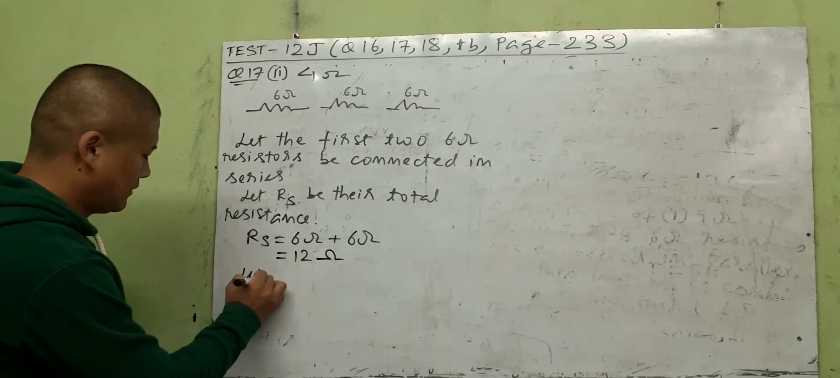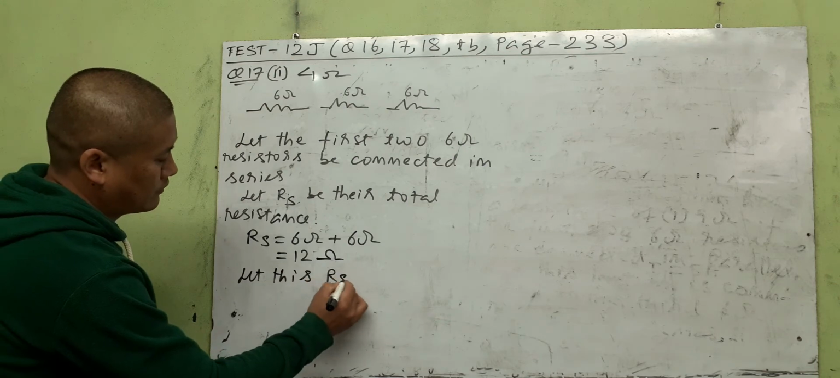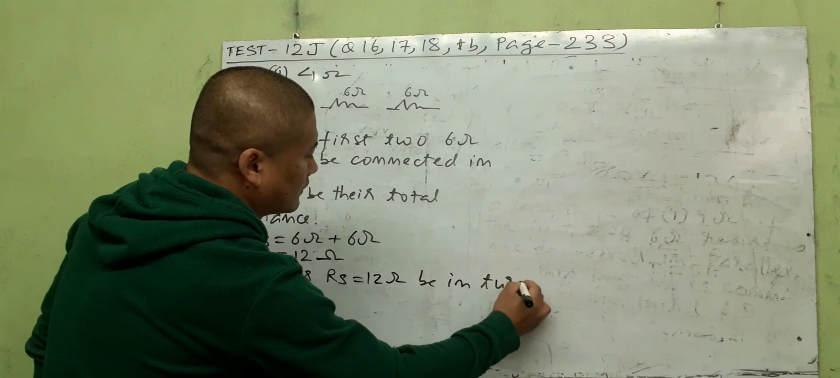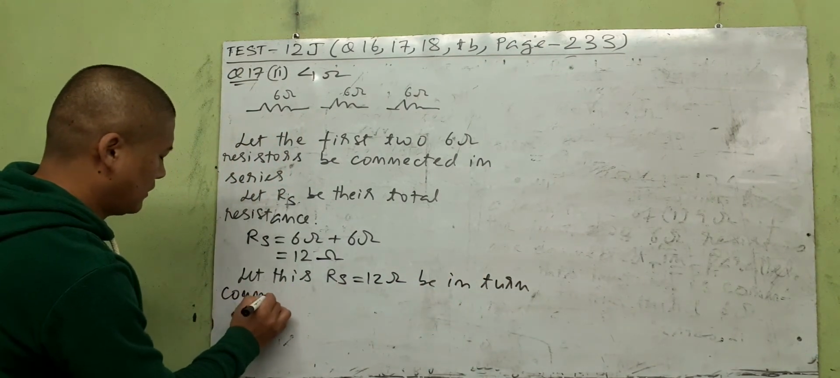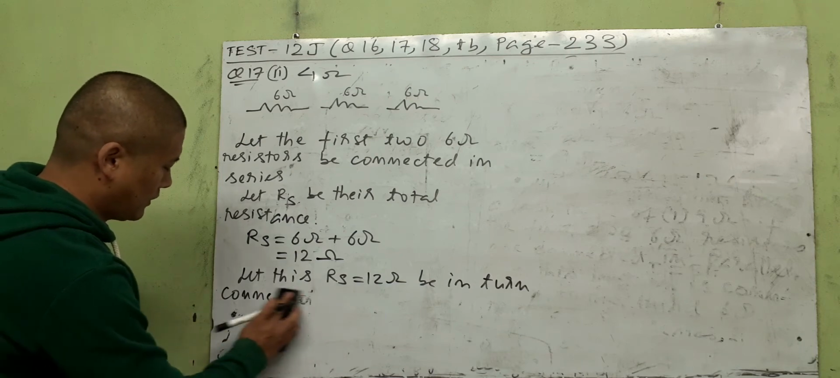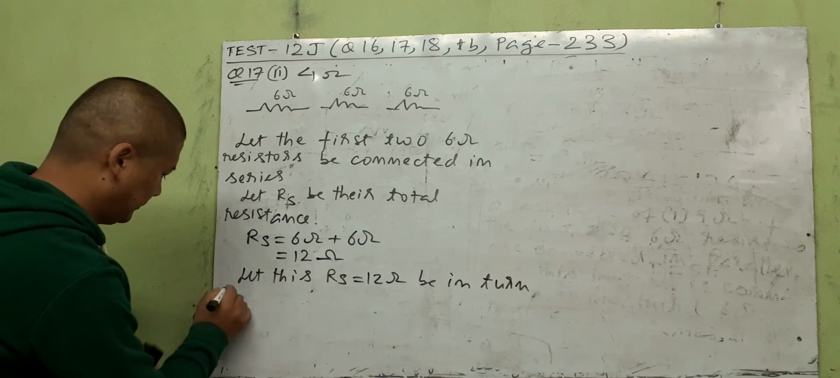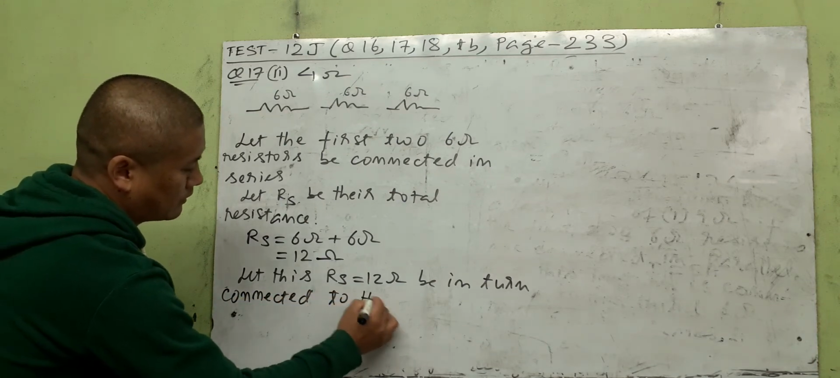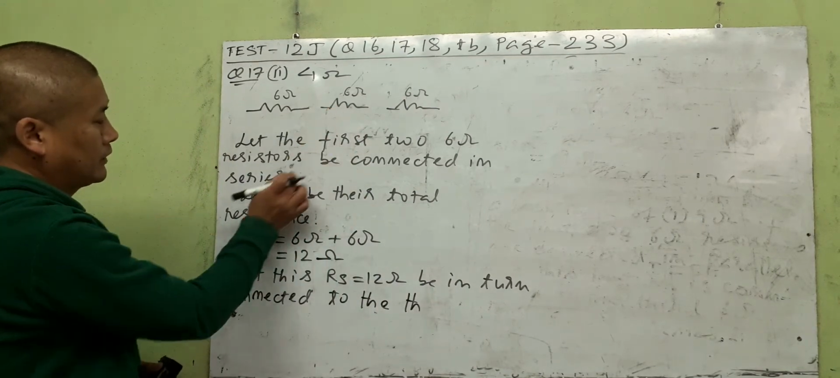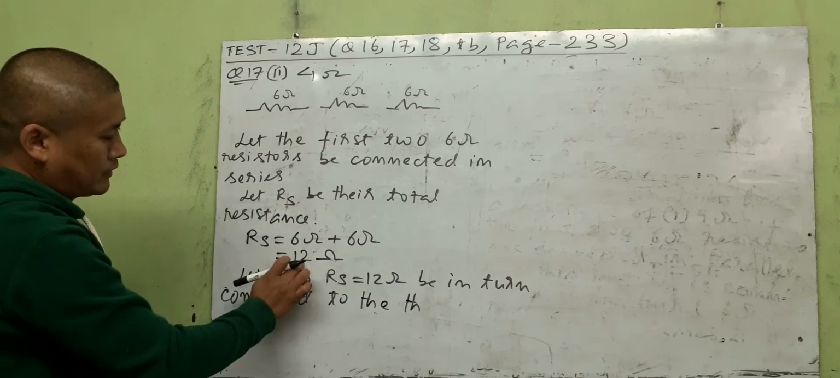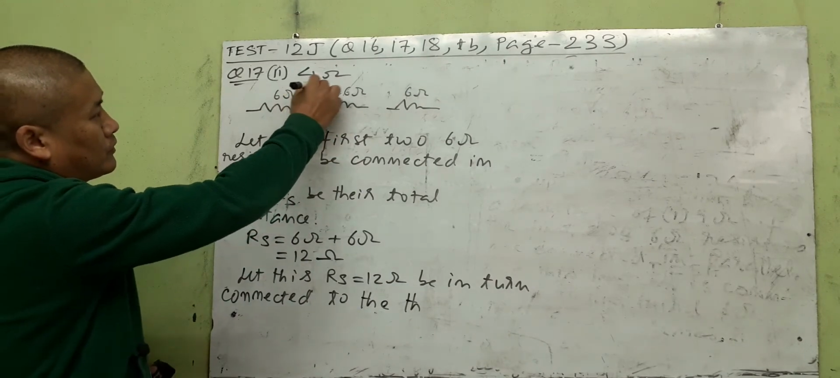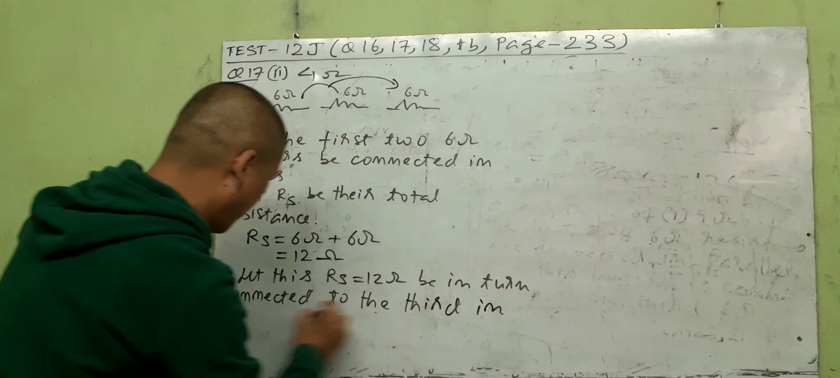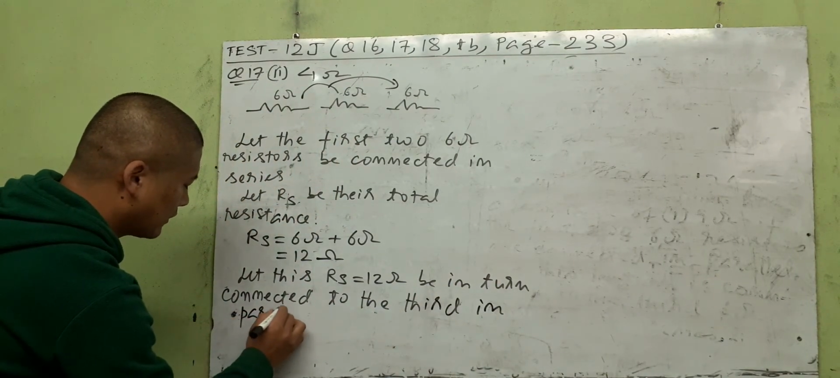So let this RS that you got just now, 12 ohm, be in turn connected to the third. So these two are first connected in series, and after the series the total is 12. That 12 combination of these two is connected to the third one in parallel. Then we're going to get the required value of 4.